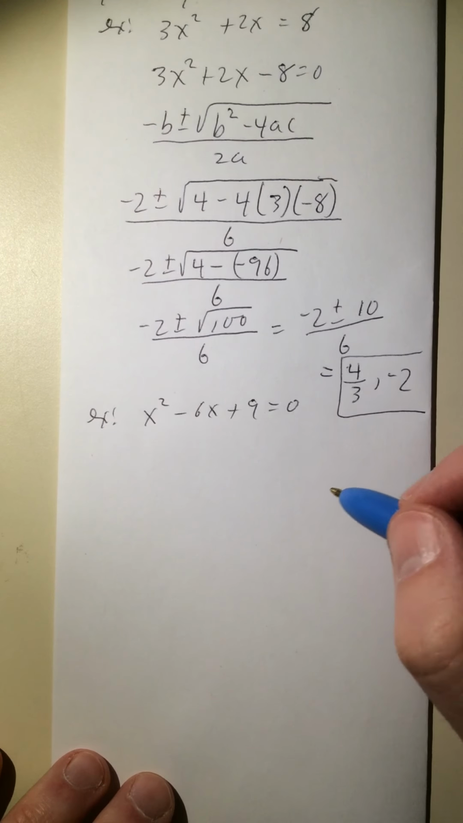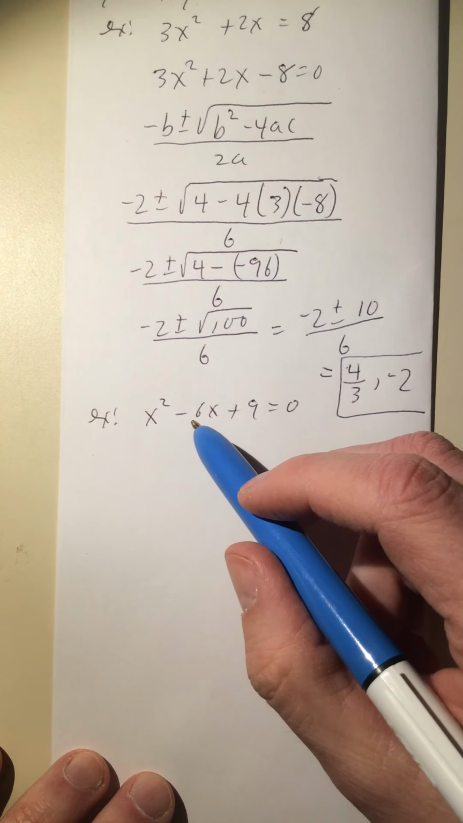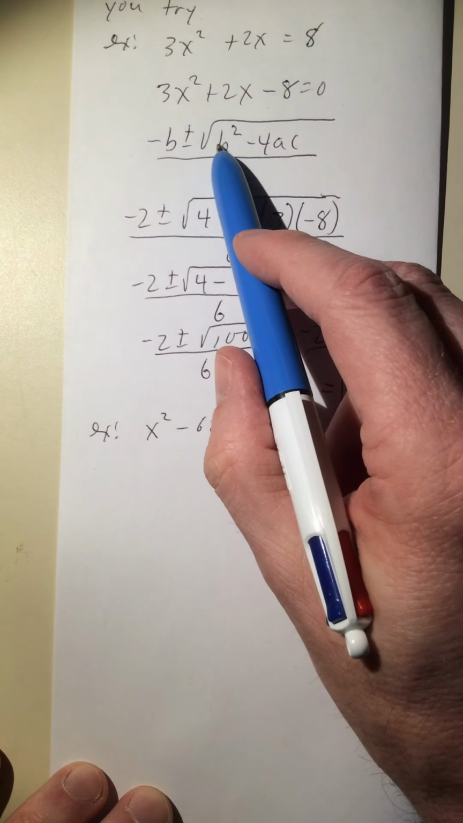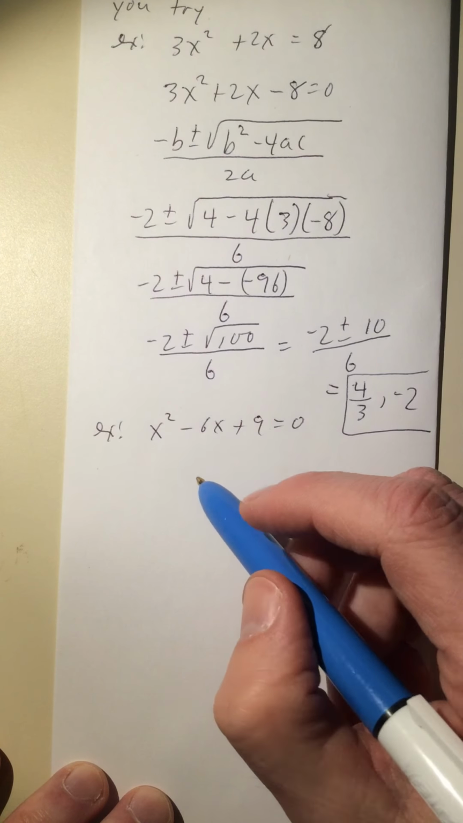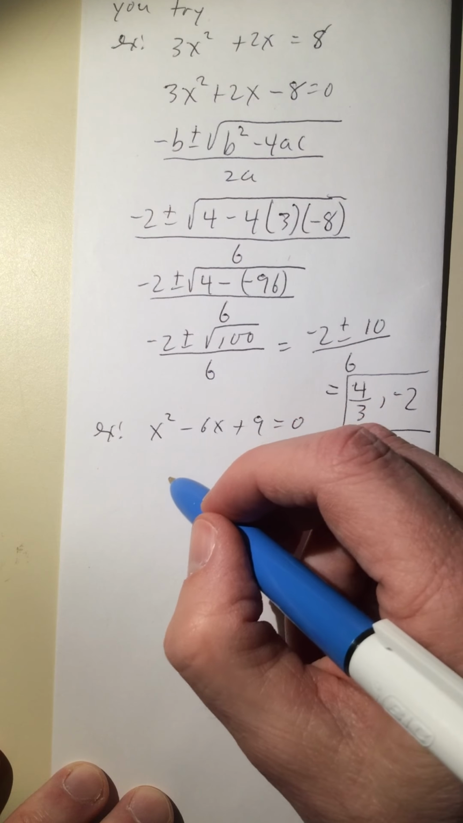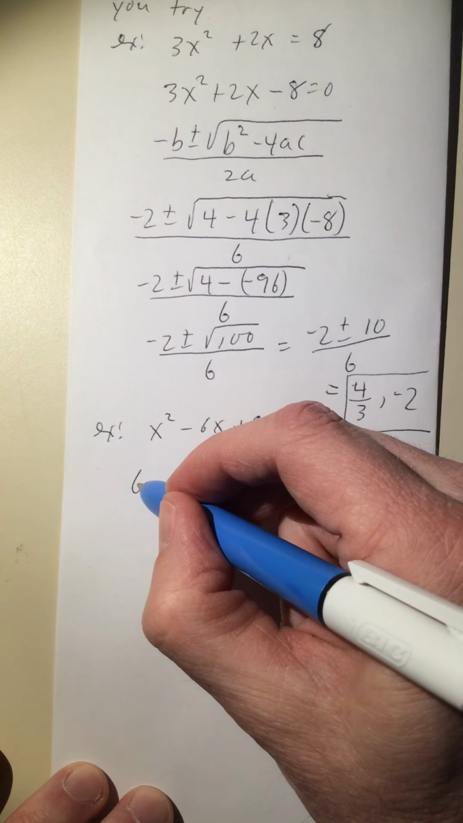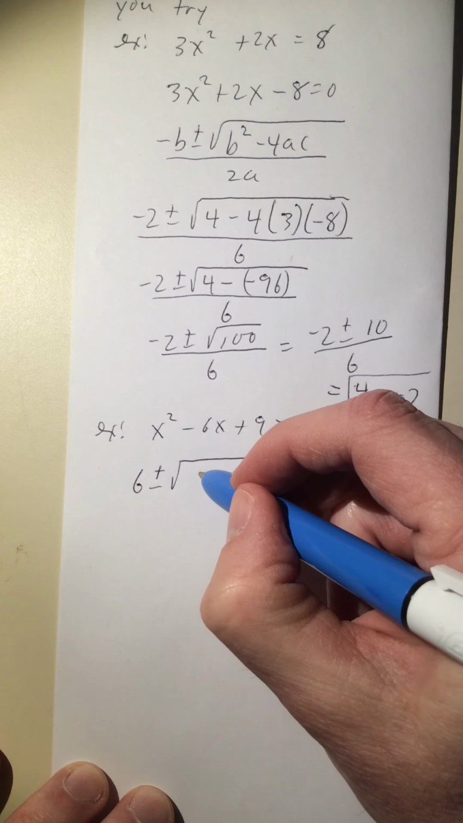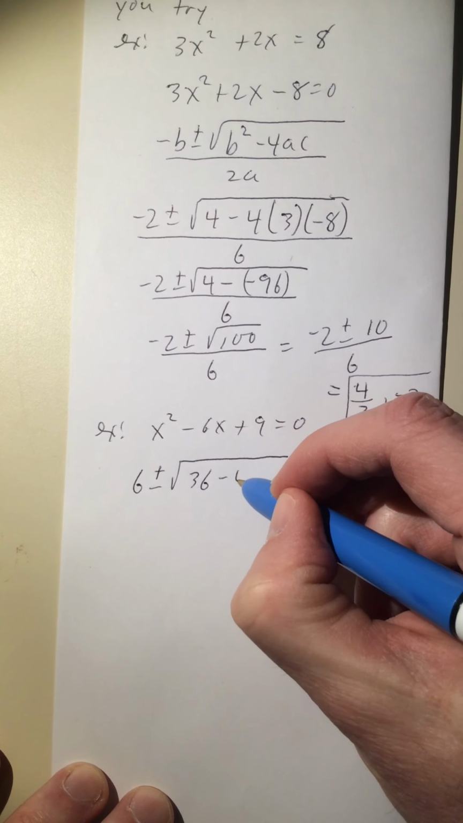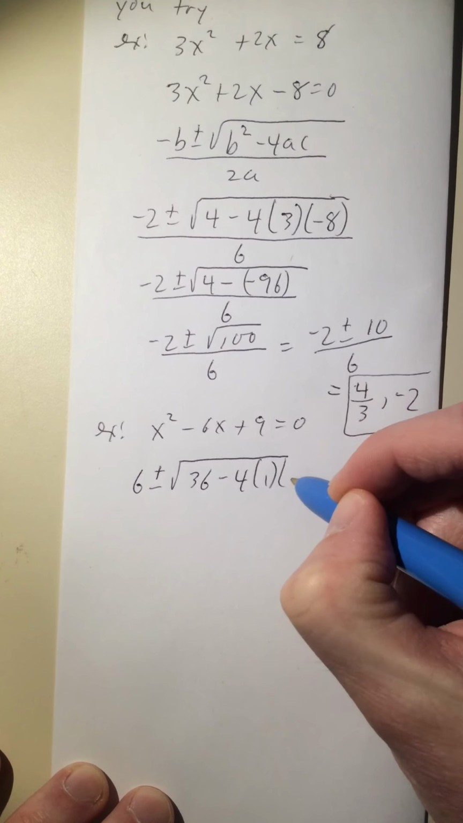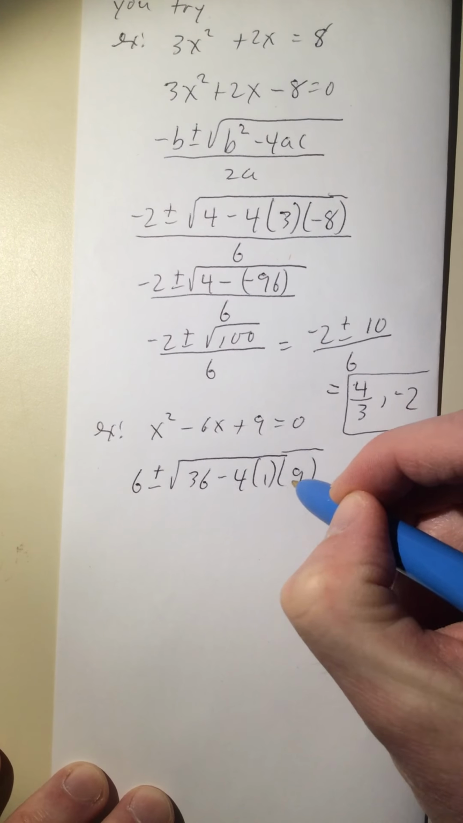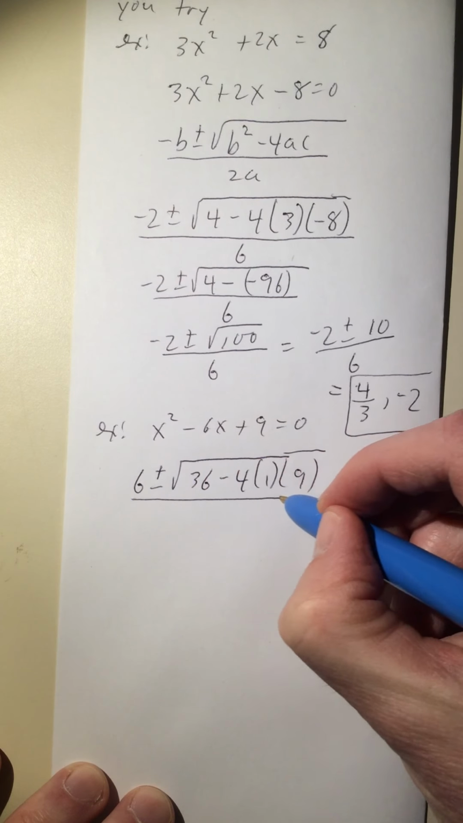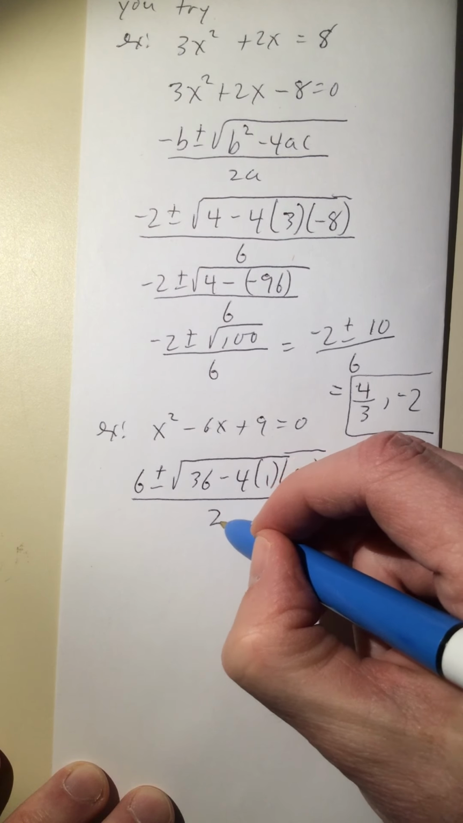Okay, last problem. So here we have x squared minus 6x plus 9 equals 0. Same exact thing. We're still going to do the same thing. There's the formula right up there. So we're going to just kind of zip through this very quickly because I just want to show you a little bit of something special here. 6 plus or minus the square root of b squared, which is 36, minus 4 times 1 times 9, right, because 9 is c and a is 1. All of that is over 2 times 1, which is 2.